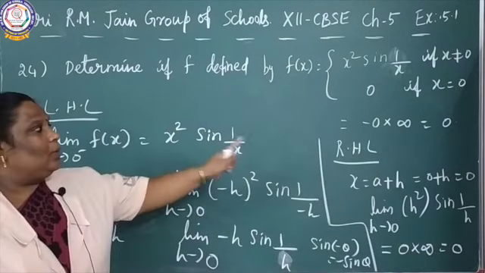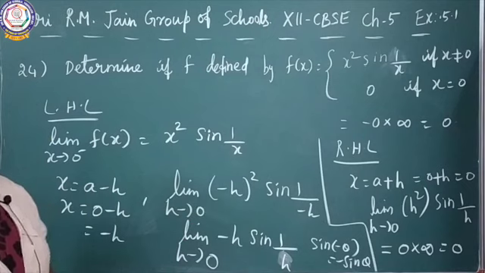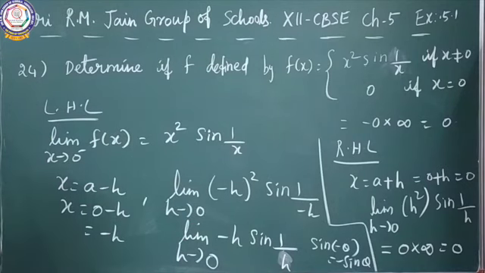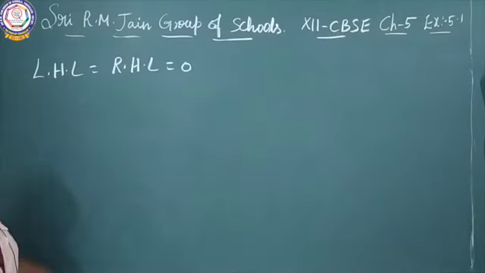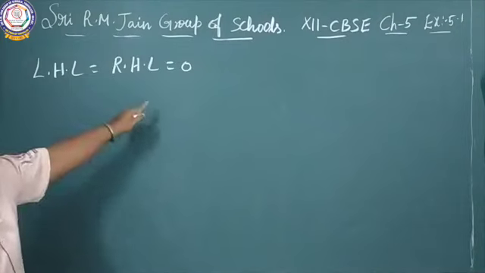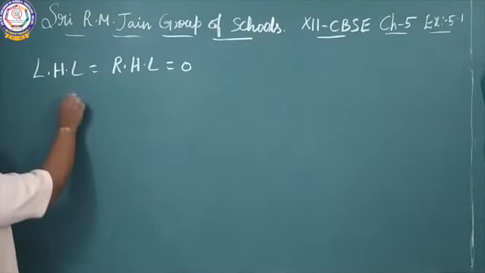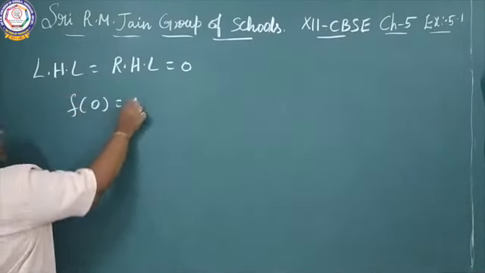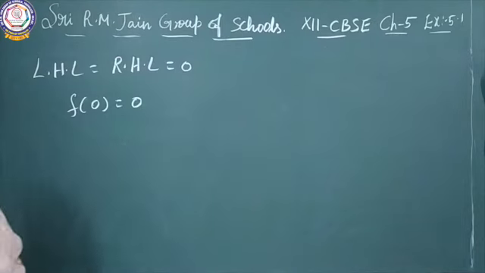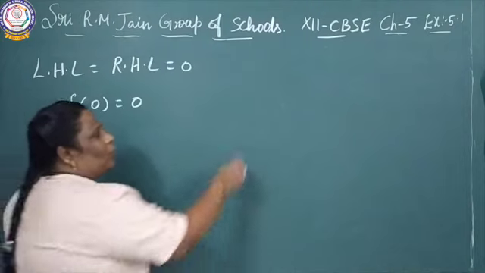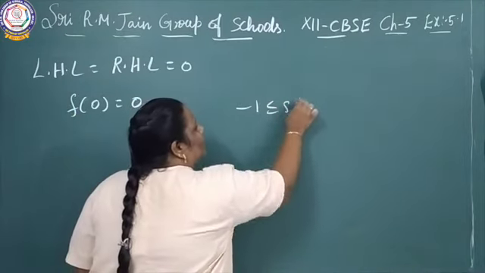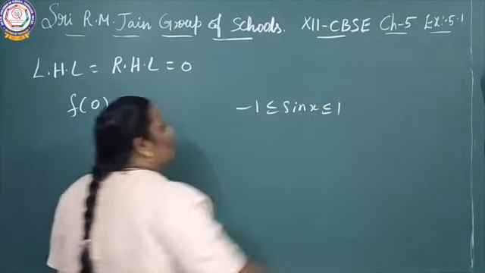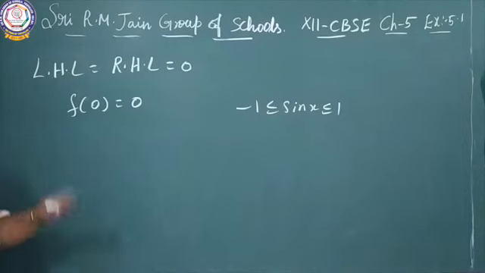Left hand limit equal to 0, right hand limit equal to 0. It is given in the question itself, f of 0 equal to 0 if x equal to 0. Sin x value, it lies between what? Minus 1 less than or equal to sin x less than or equal to 1. The value lies between minus 1 to 1.